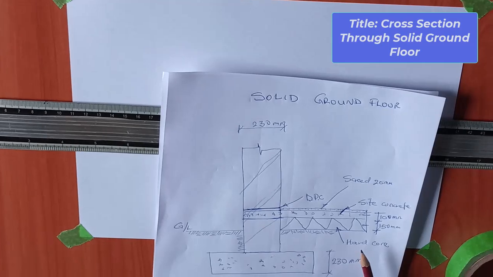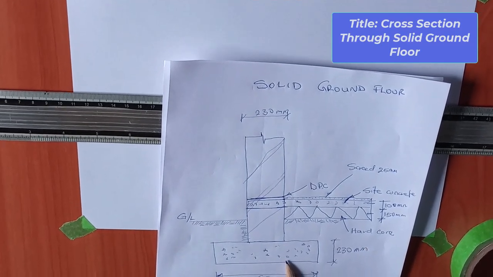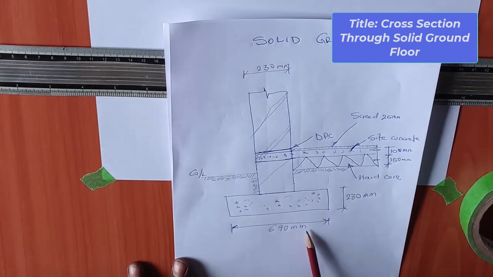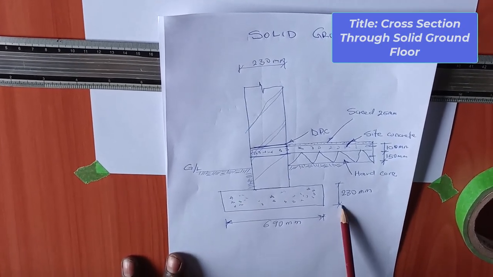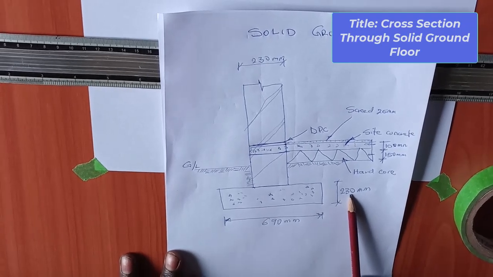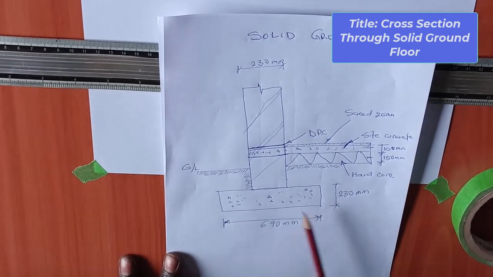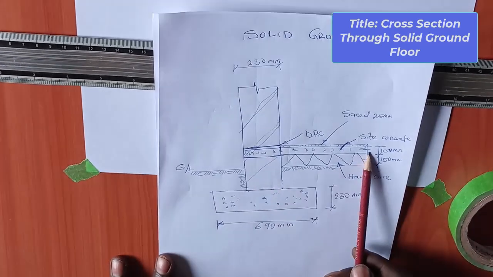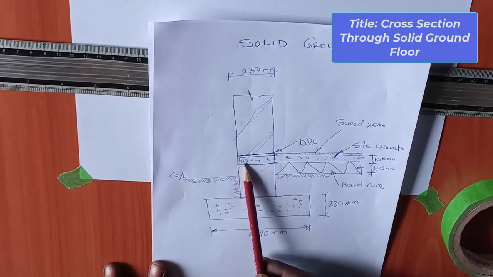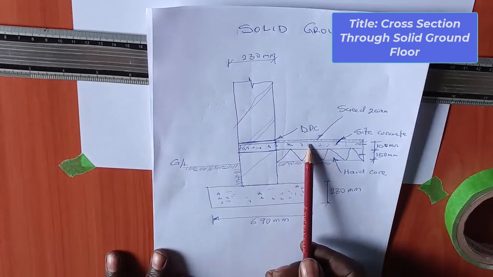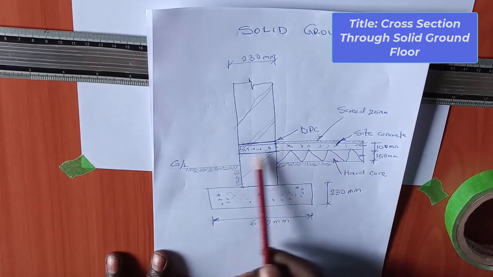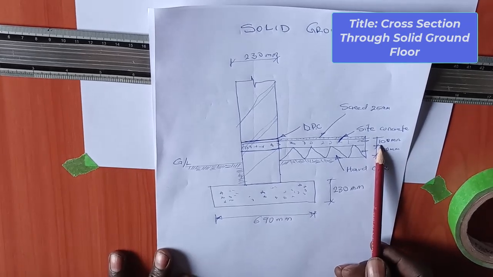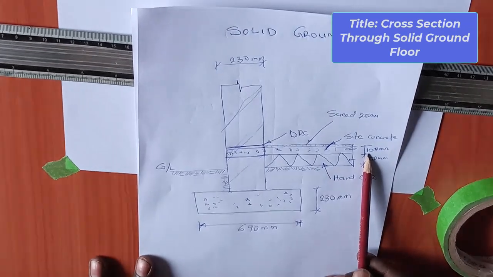So in a solid ground floor, we have our foundation concrete, which is here. And this foundation concrete is 690 millimeter by the depth of 230. Then next to it, we have our external wall. So in the external wall, we have our overside concrete, which is coming and covering. We call it side concrete because it covers the whole side. And then the dimension of the side concrete is 100 millimeter thick.